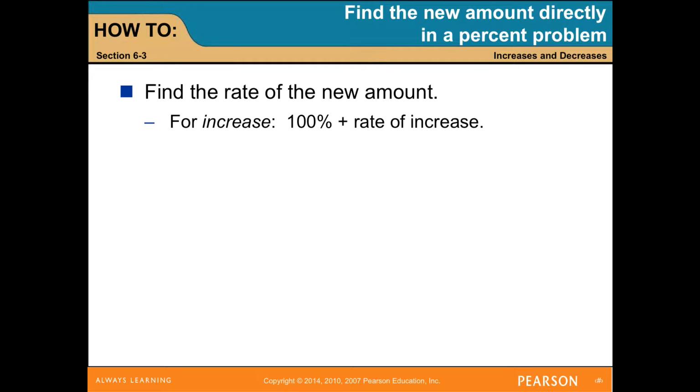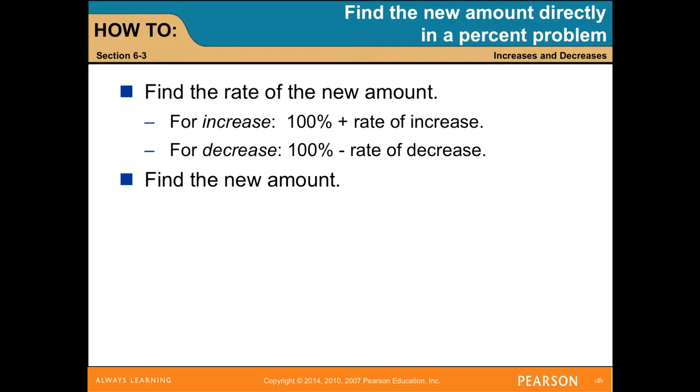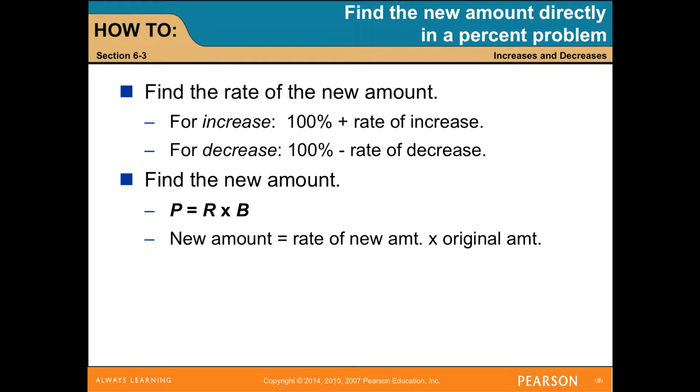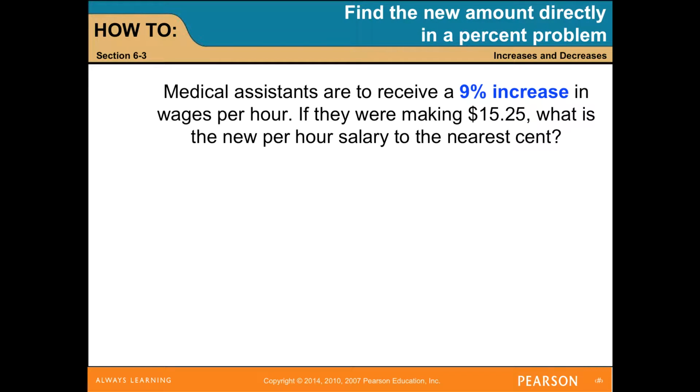Find the rate of the new amount. For increase, 100% plus the rate of the increase. For decrease, 100% minus the rate of decrease. Find the new amount. P equals R times B. New amount equals rate of new amount times original amount. Medical assistants are to receive a 9% increase in wages per hour. If they're making $15.25, what is the new per hour salary to the nearest cent?